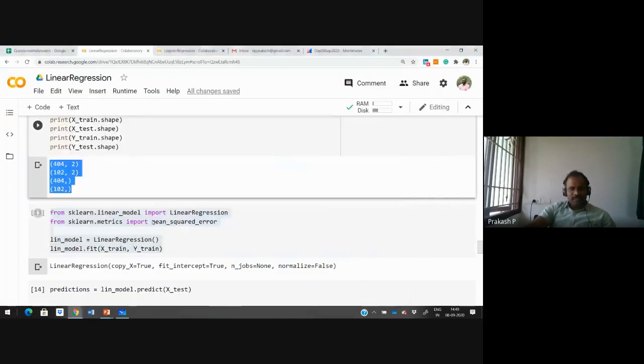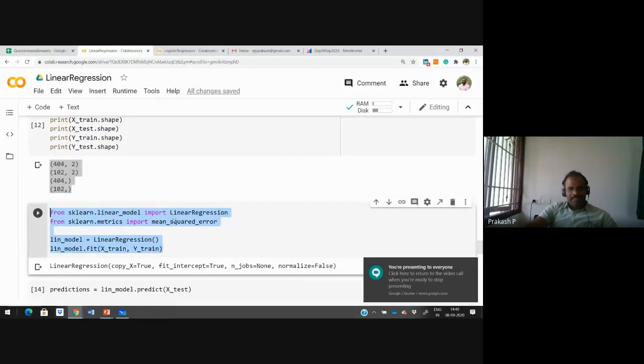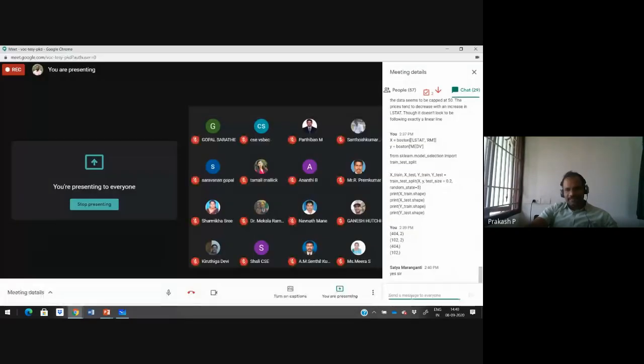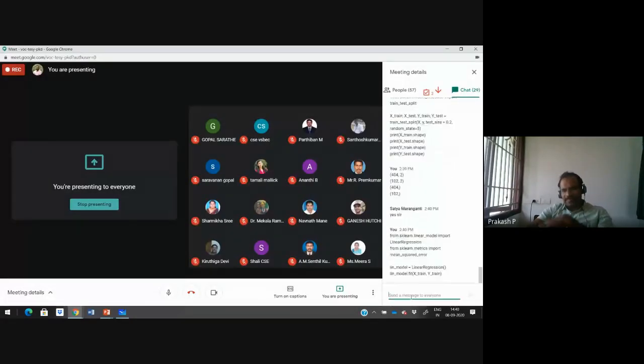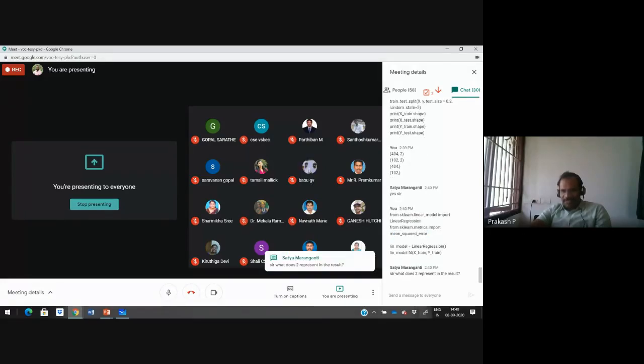Now we are going to apply the linear regression model. Very simple. Applying a model is very simple. First, import the linear regression from scikit-learn. Normally they call it scikit-learn. From sklearn.linear_model import LinearRegression. Then this is for metrics: from sklearn.metrics import mean_squared_error.